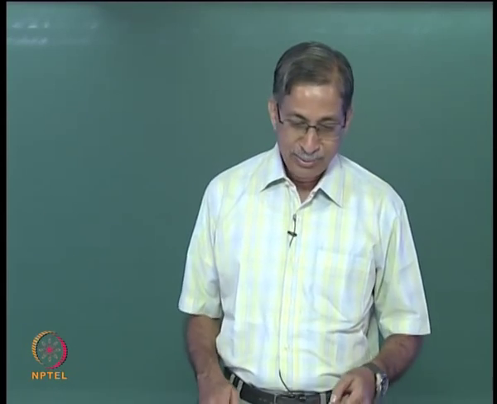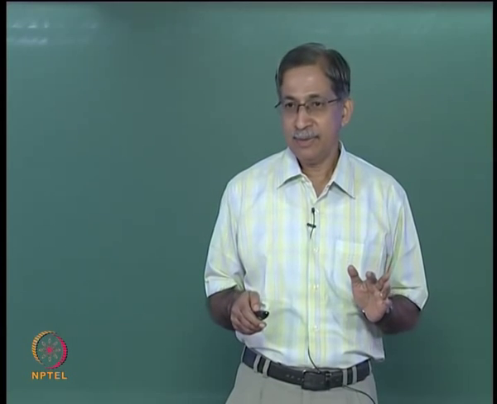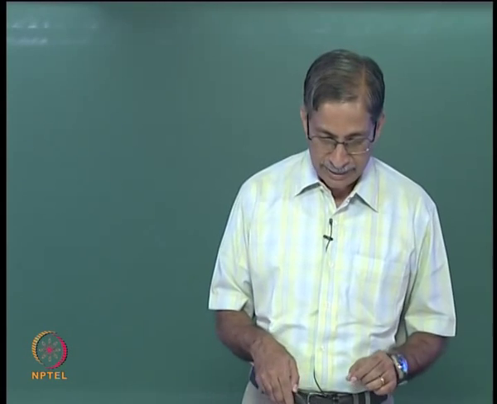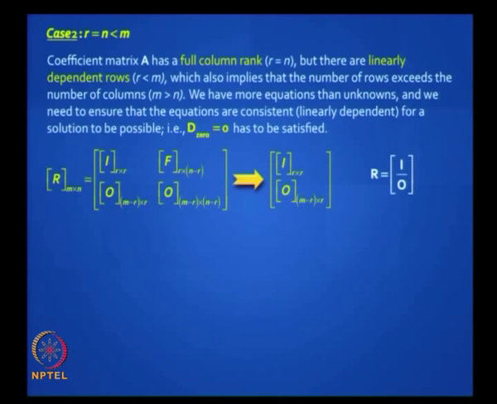Now, the other case we have is when r is equal to n, n is the number of columns which is less than the number of rows. Okay. So, coefficient matrix A has a full column rank. But there are linearly independent rows, which also implies that the number of rows exceeds the number of columns. When do you have such a situation? When you have more equations than unknowns and then you need to satisfy consistency. Again, this comes in unstable structures, so we will just rush through this. You do not need it really.